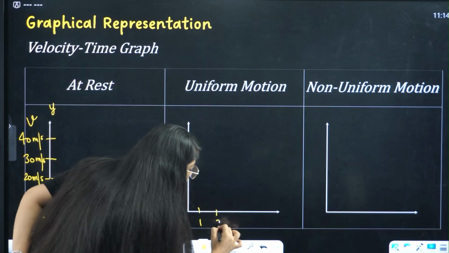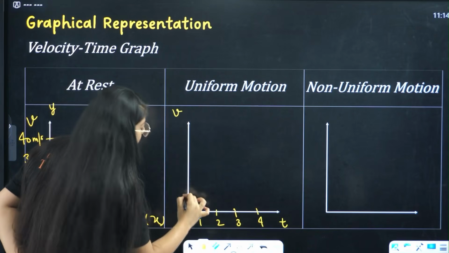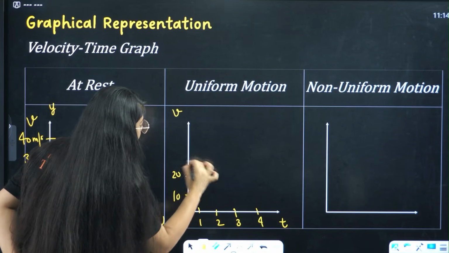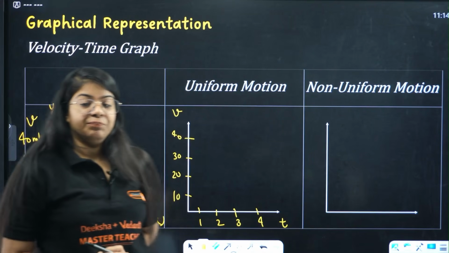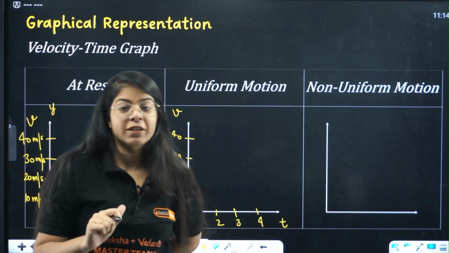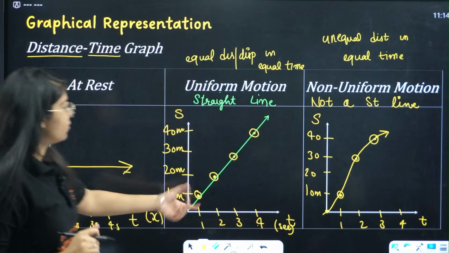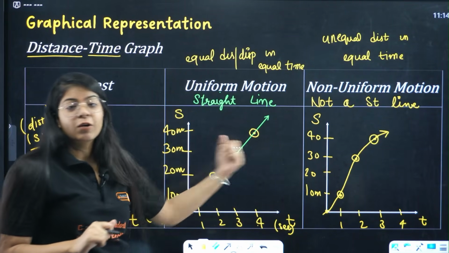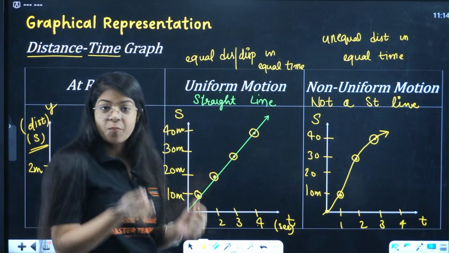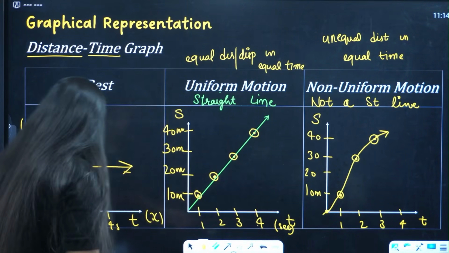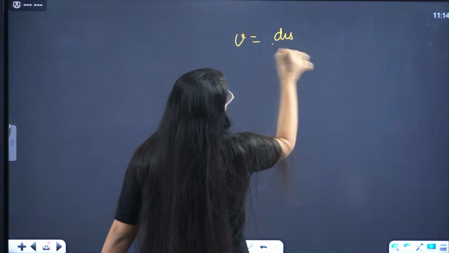Again, we'll just draw these axes. This is time, this is velocity, 10 meters per second, 20, 30 and 40. Now, see very carefully. We get uniform motion. That means equal distance in equal intervals of time. Let's see this graph, right? Same graph, equal distance in equal intervals of time. Now, what is velocity? Velocity is distance upon time. See this very carefully. Velocity is distance upon time.